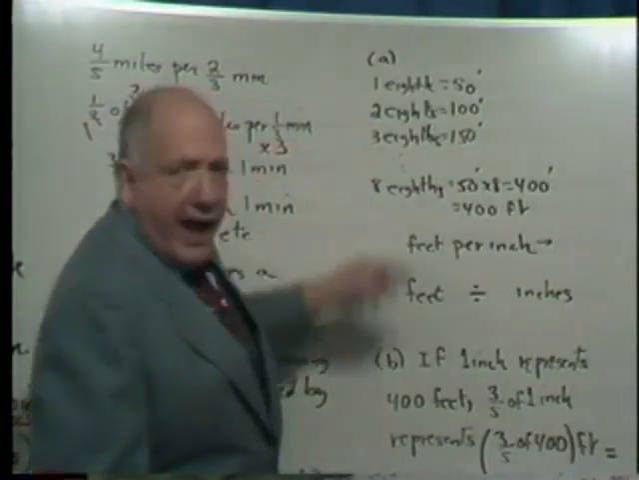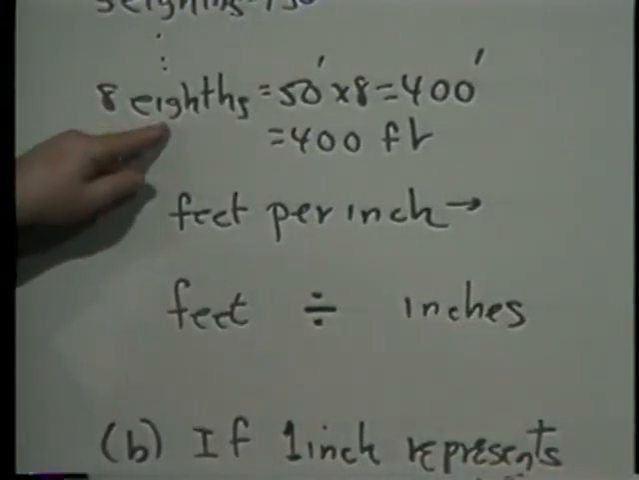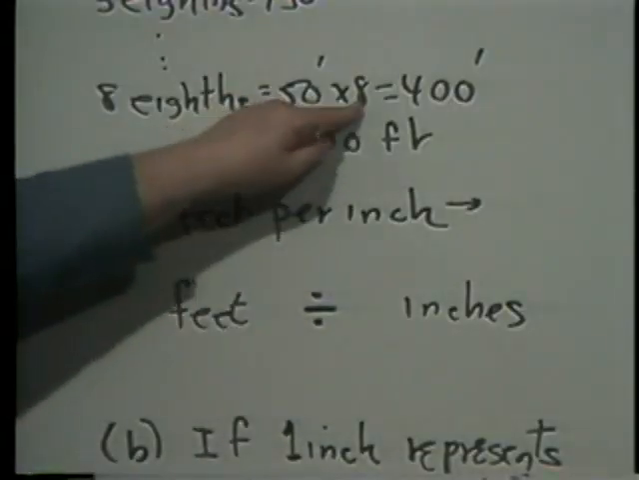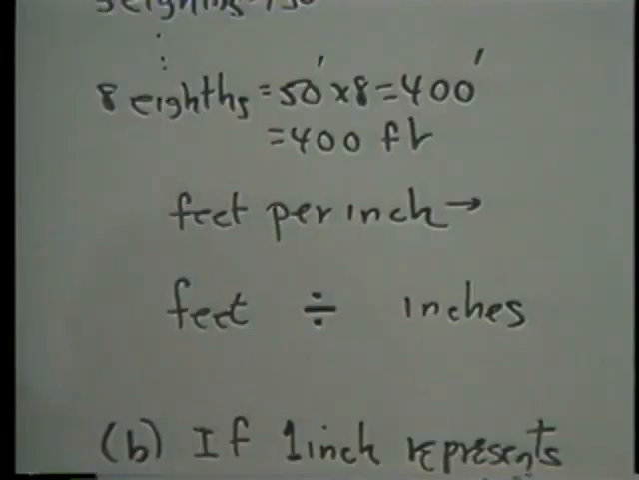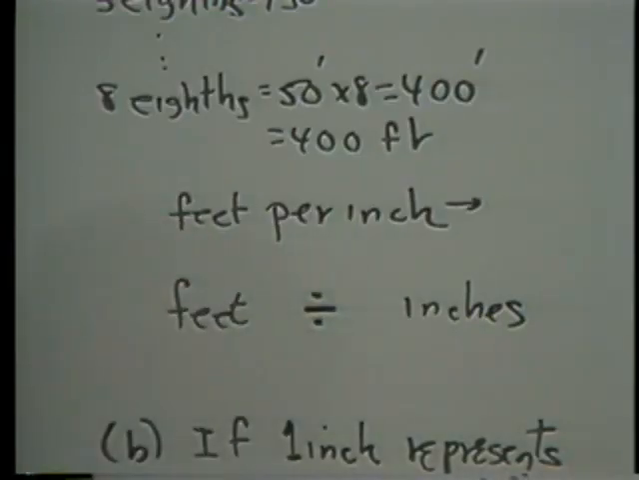The whole inch is 8/8, isn't it? 8/8 is a whole inch. So 8/8 is what? Each eighth is 50 feet. So 8/8 is 50 feet 8 times. That's 400 feet. So there are 400 feet per inch, okay? 400 feet per inch. See, feet per inch is feet divided by inches, all right?